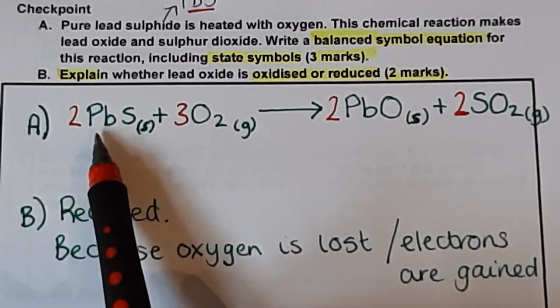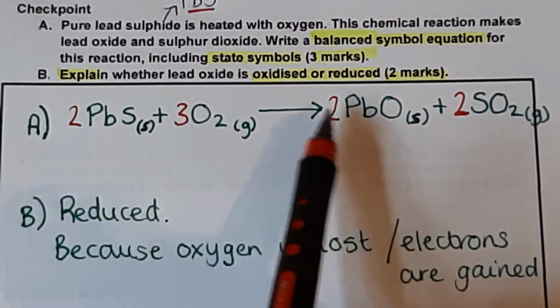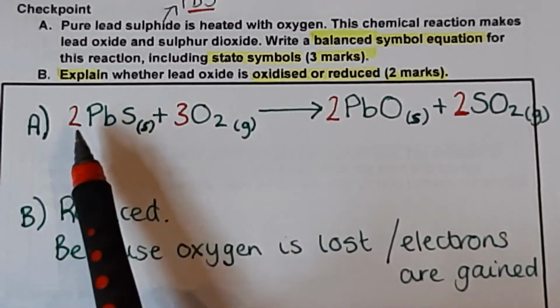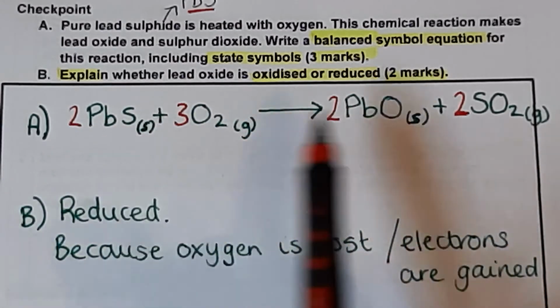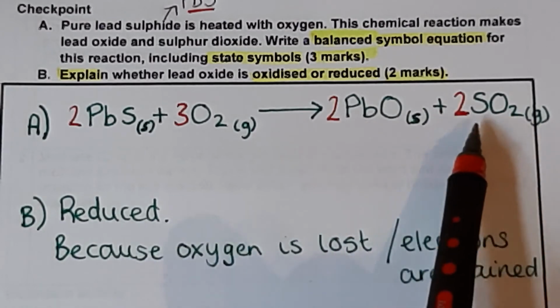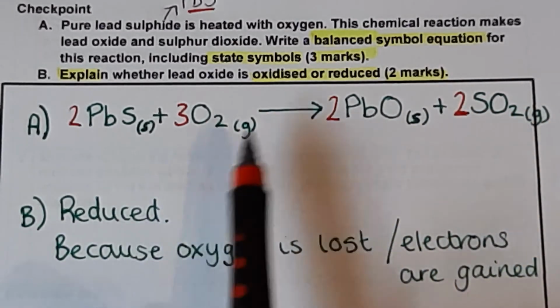But then you've only got 1 lead, and so you need 2 leads, so it turns out that when you double up to make 2 lots of lead sulfide, you need 2 lots of lead oxide, 2 lots of sulfur dioxide, and in the end it's 3 lots of oxygen.